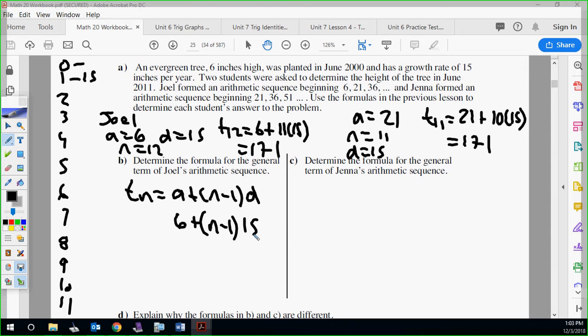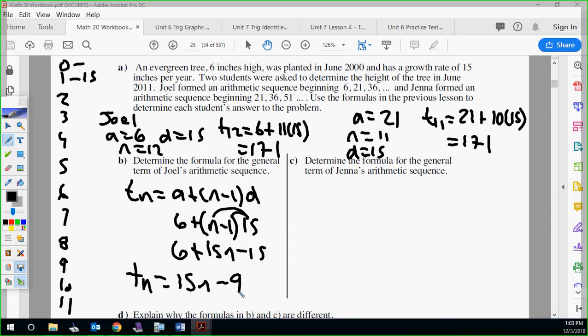So what I'm going to do is simplify this. I'm going to distribute: 6 plus 15n minus 15. So his general equation is 15n minus 9, because 6 minus 15 is negative 9.